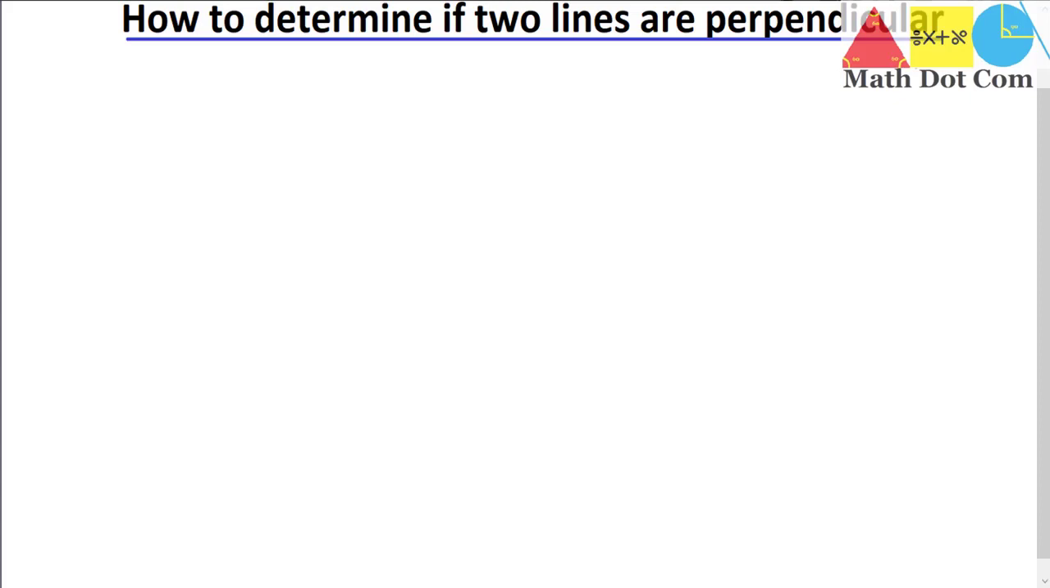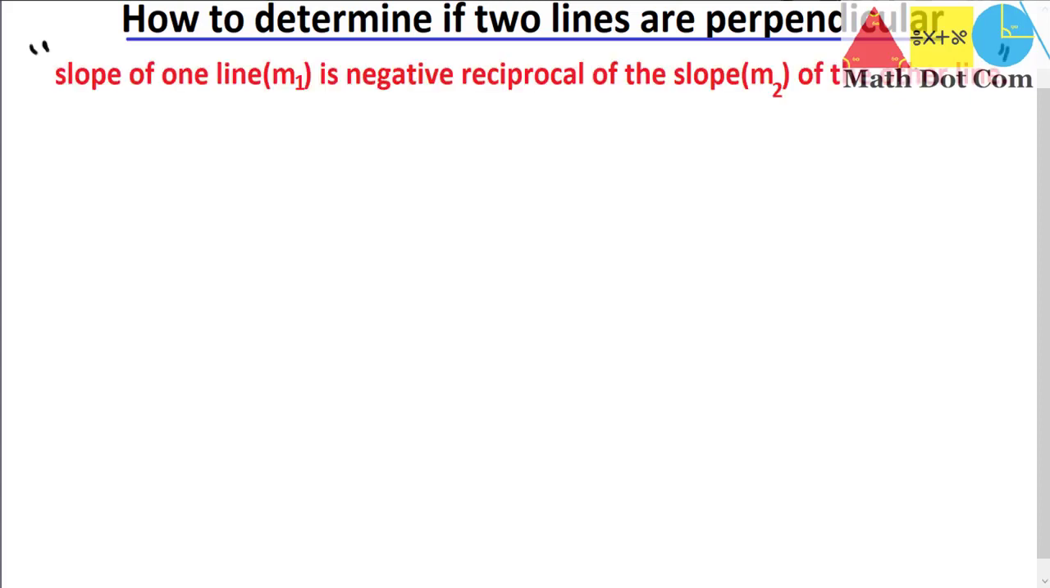So this is the condition: the slope of one line, M1, is the negative reciprocal of the slope M2 of the other line. Now if I write it mathematically, it will be easier for you to understand. M1 is equal to minus 1 divided by M2. So M1 and M2 represent the slopes of the two lines that are perpendicular to each other. It means that the two lines will be perpendicular if their slopes are the negative reciprocal of each other.